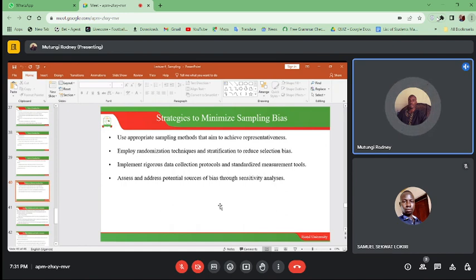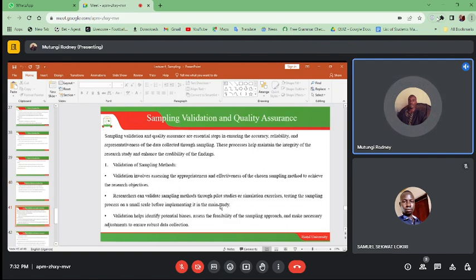Then you should also assess and address potential sources of bias through sensitivity analysis. So before you go to the field to collect this data, you should be able to pretest your methods of data collection so that whatever is the issue, it can be ironed out before you go to the field. Another aspect of sampling is validity and quality assurance.